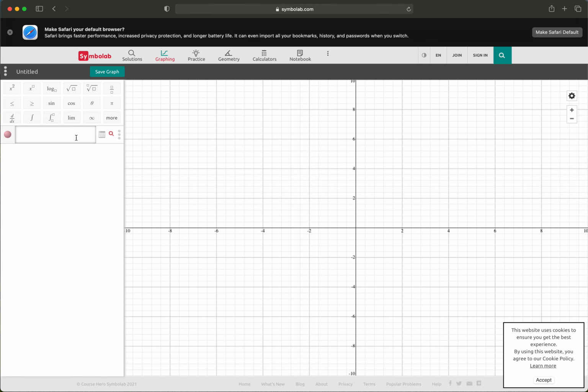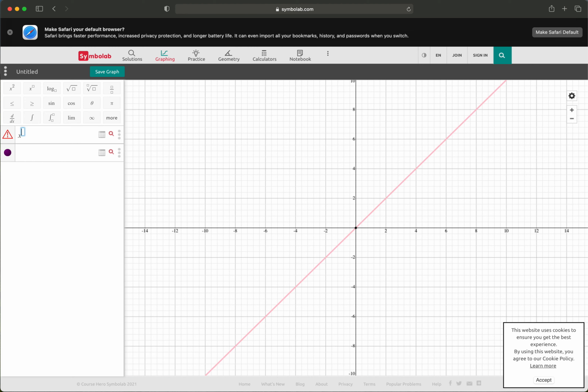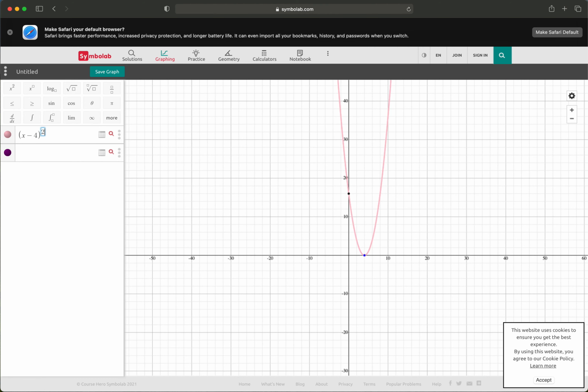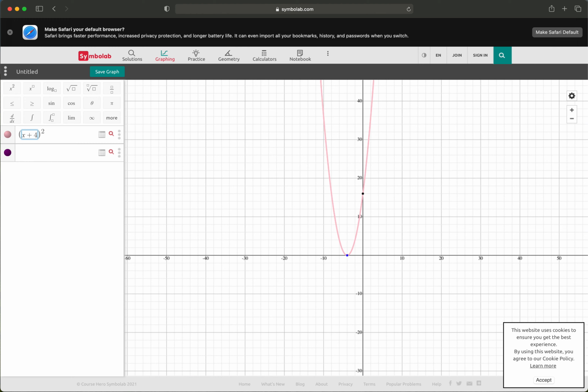So right in this little box, let's type x squared. So that's the most basic graph. Y equals x squared. And notice it's just a parabola. Now, if you change the x to something like (x minus 4) squared, you can see that it shifts the parabola over to the right by 4. And of course, if you put an x plus 4, it would shift the graph to the left by 4.